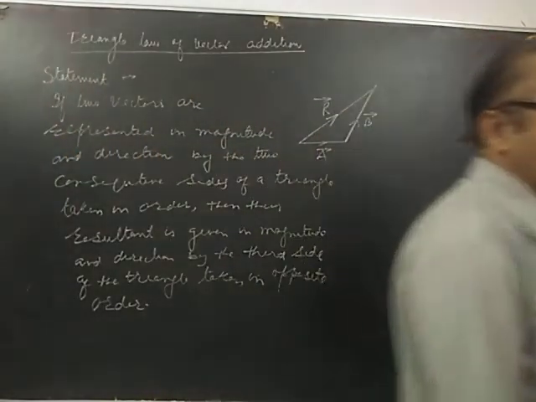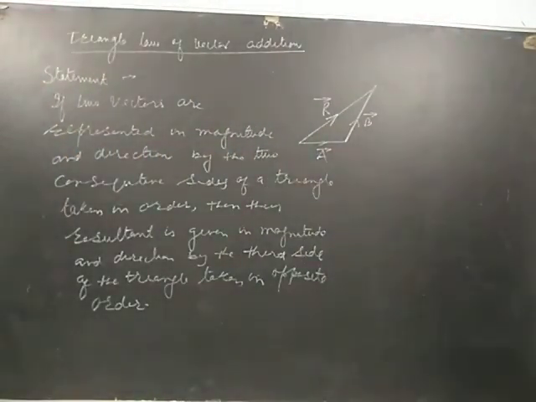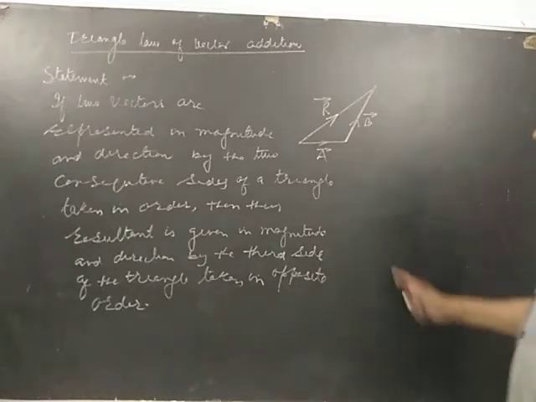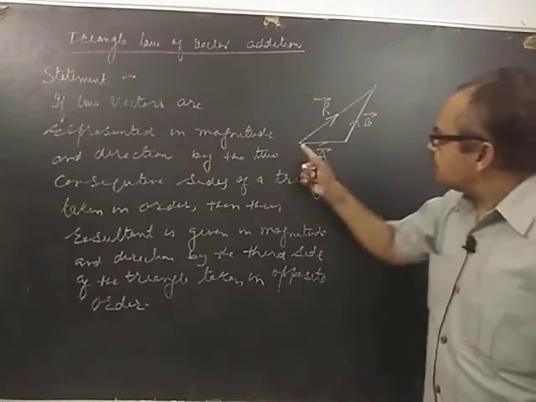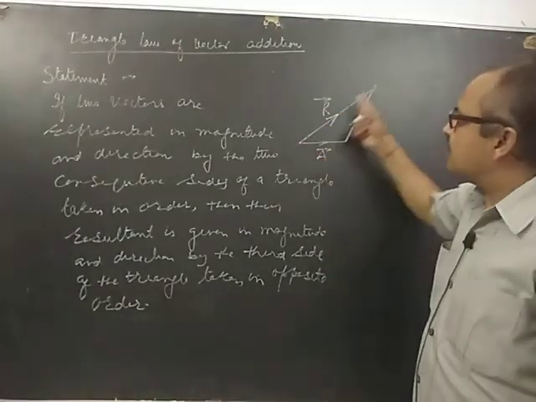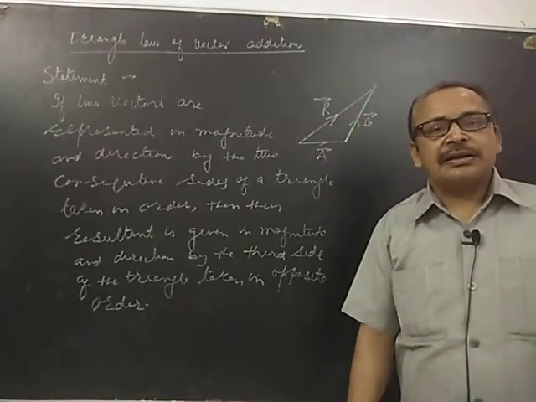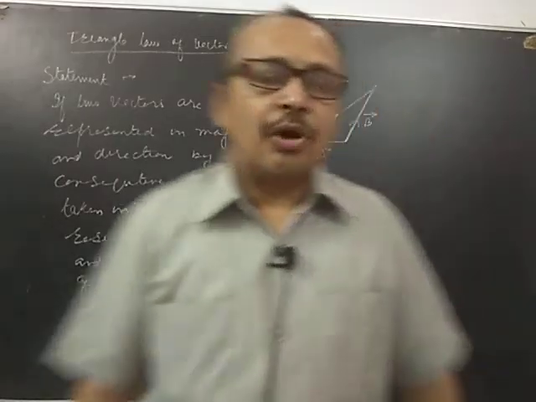Once again, let us read it out. Okay, if there are two vectors which are represented in magnitude and direction by the two consecutive sides of a triangle taken in order, then their resultant is given by the third side of the triangle taken in opposite order.